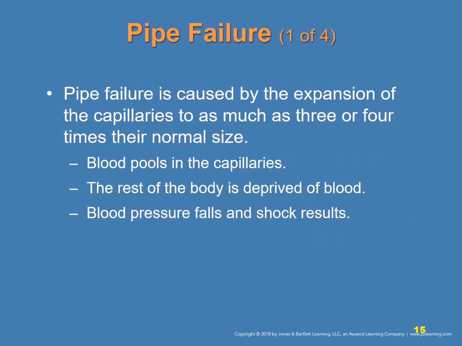Pipe failure. Pipe failure is caused by the expansion or dilation of the capillaries to as much as 3 or 4 times their normal size. This causes blood to pool in the capillaries instead of circulating throughout the system. When blood pools in the capillaries, the rest of the body is deprived of blood. Blood pressure falls and shock results. Blood pressure is the pressure of the circulating blood against the walls of the arteries.